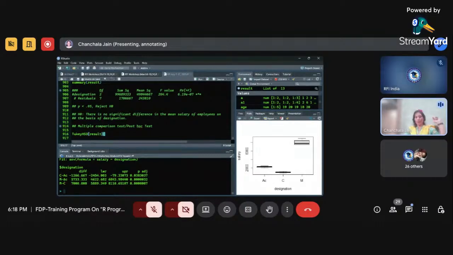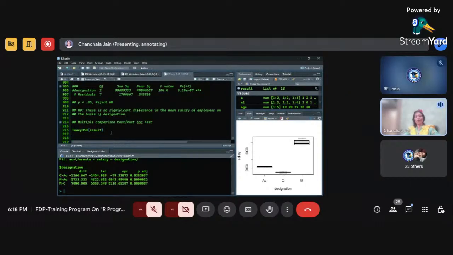When I'm comparing clerical staff salary with the accountant, we can see the significant value is 0.03, which is less than 0.05. So we can say there is a significant difference in the salary of clerks and accountants. Then managers and accountants: again, the P value is very small, which means there is a significant difference in the salaries of managers and accountants. Then the last P value is also less than 0.05, so we will say there is a significant difference in the salaries of managers and clerks. The pairwise comparison is clear.